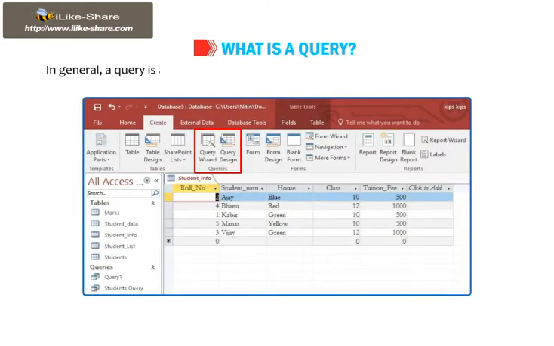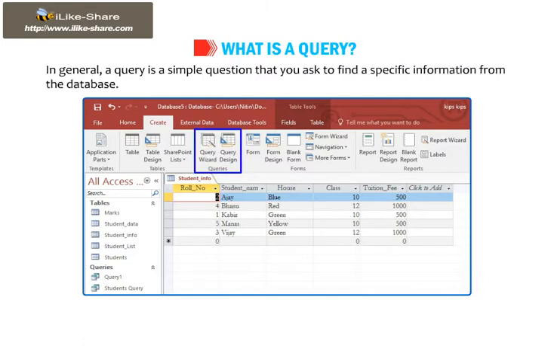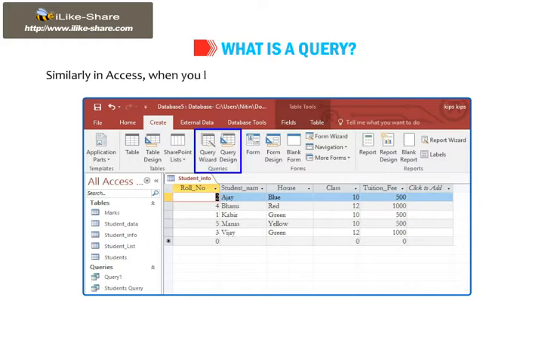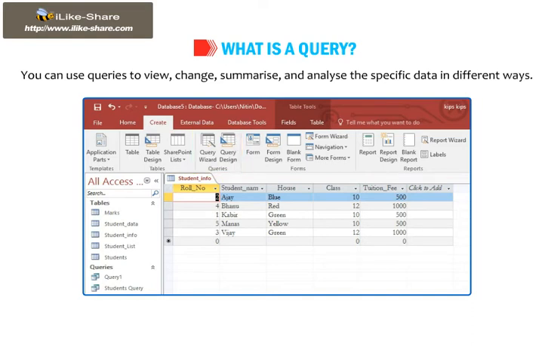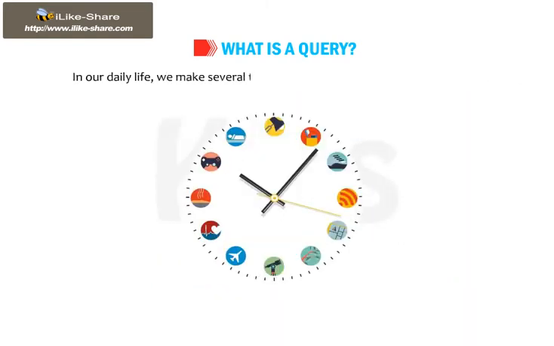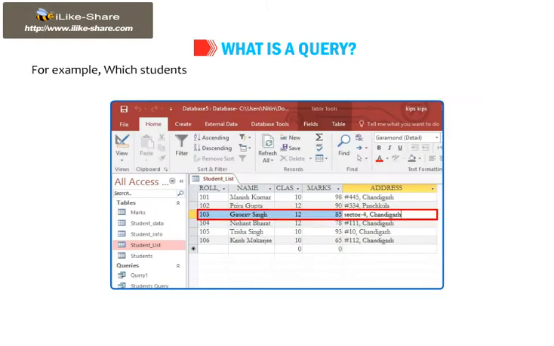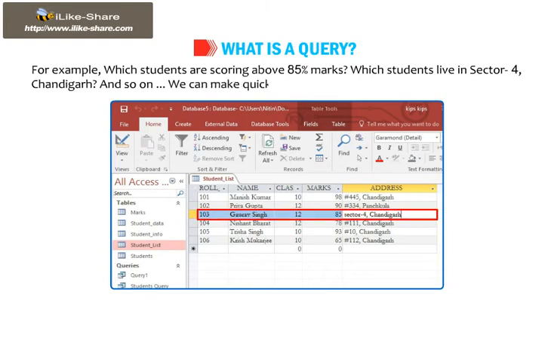In general, a query is a simple question that you ask to find specific information from the database. Similarly, in Access, when you build a query, you are defining specific search conditions. You can use queries to view, change, summarize, and analyze the specific data in different ways. In our daily life, we make several types of queries to get specific information. For example, which students are scoring above 85% marks? Which students live in Sector 4 Chandigarh? And so on. We can make quick decisions depending on that criteria.